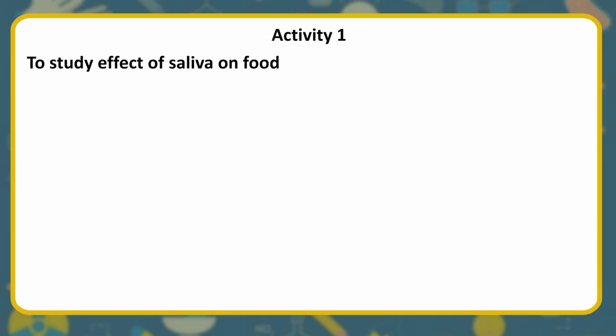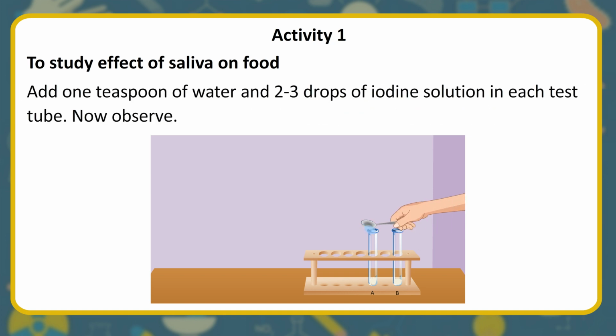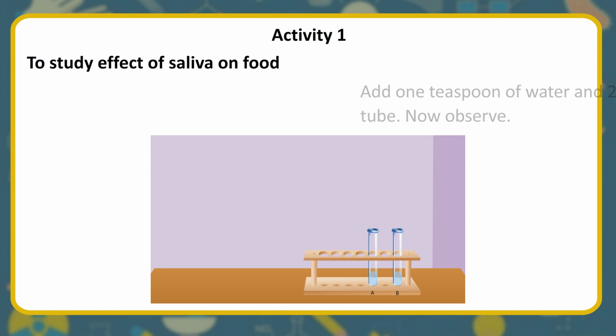Activity: to study effect of saliva on food. Take 2 test tubes and label them as A and B. Put some boiled rice in test tube A. In test tube B, put some boiled rice which has been chewed well. Add 1 teaspoon of water and 2-3 drops of iodine solution in each test tube. Now observe.